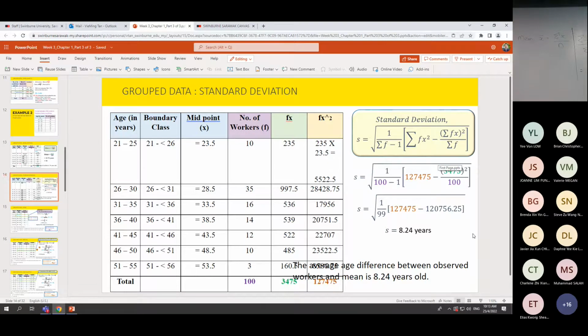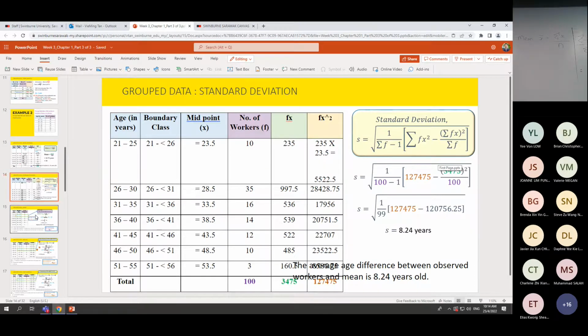So far, so good. In order to get the standard deviation, we need to get a few columns ready. We need the X column, where X means the midpoint, the frequency column, followed by the fx column and the fx squared column. We need all this information before we can calculate the standard deviation. So far, so good. Next question.